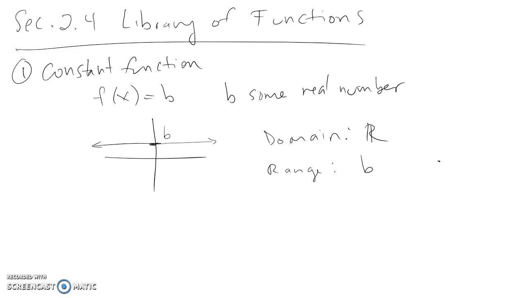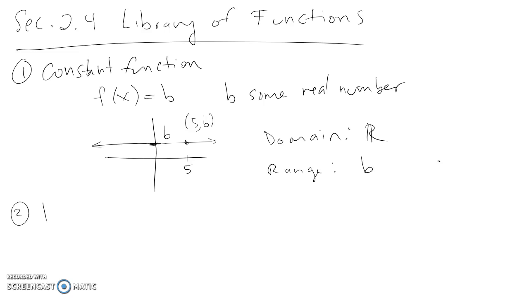Any input that you put in, let's pick something random like 5, we're going to get the point (5, b) there. So that's why its domain can be anything and its range will only be b.